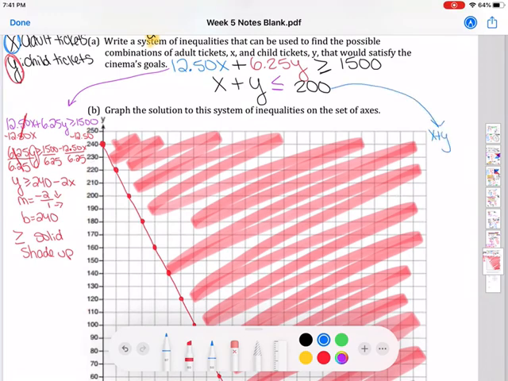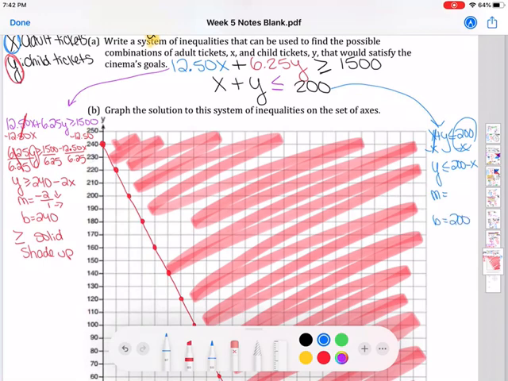I'm going to jump to the next equation, which is x plus y is less than or equal to 200. This one's a lot easier to get into y equals mx plus b form. To get y by itself, I'm going to subtract x from both sides. So I get y is less than or equal to 200 minus x, because I can't combine them. And you're already in y equals mx plus b form, just like that.